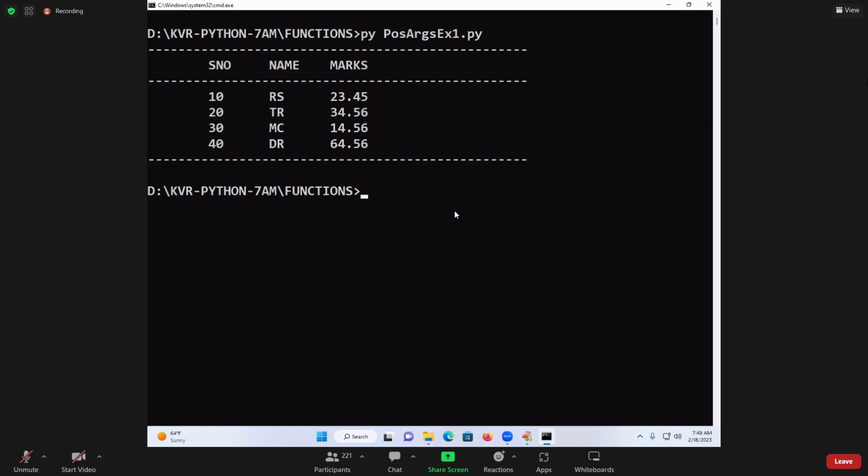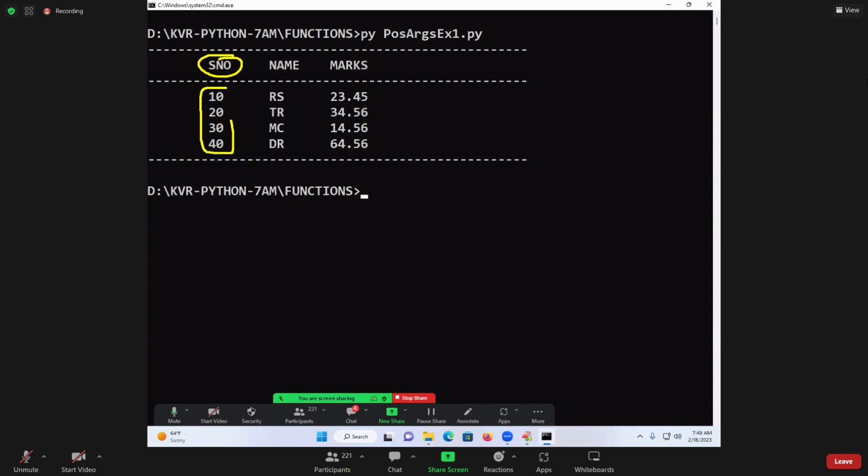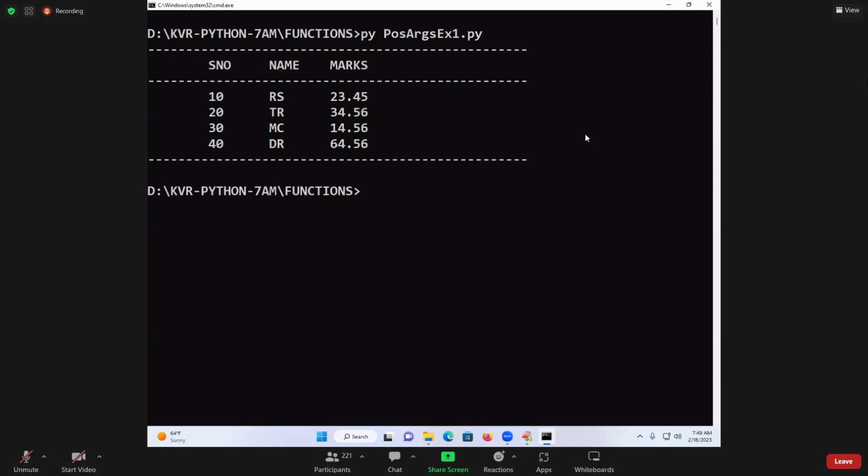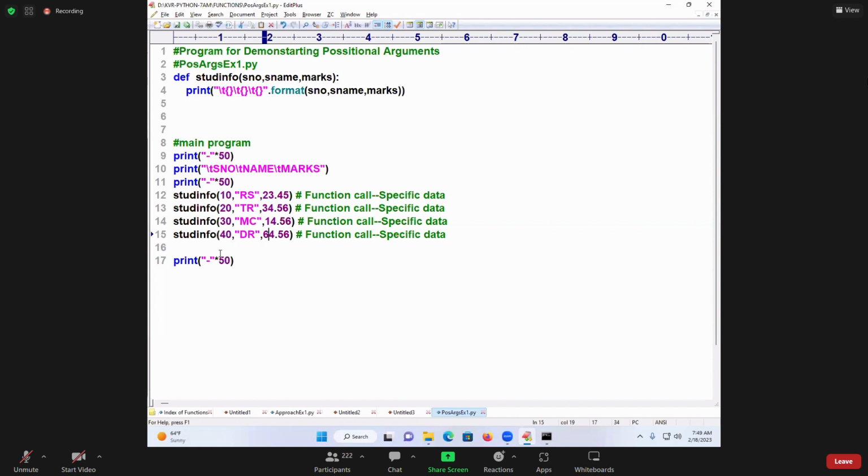Now you see, students, one more point I want to recommend at this stage. Under this SNO, only SNOs are there, correct? That means order is also matching. Under the name, names are there. Under the marks, marks are there. That means meaning is also matching. Order is matching, meaning is matching. Order and meaning is called what? Semantics, also matching.